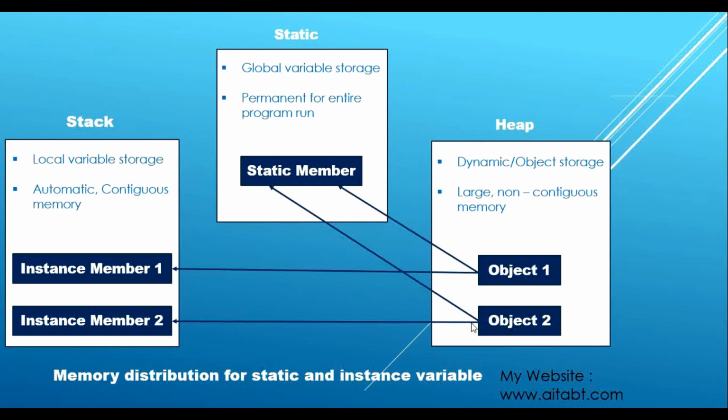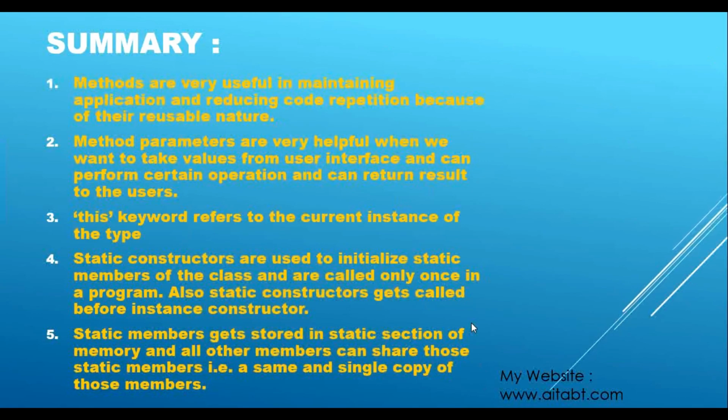So let's quickly see the summary. It says: methods are very useful in maintaining an application and reducing code repetition because of their reusable nature. I have shown you that if you write a method once, you can use it many times in your application. Second, method parameters are very helpful when we want to take values from the user interface, perform certain operations, and return a result to the user.